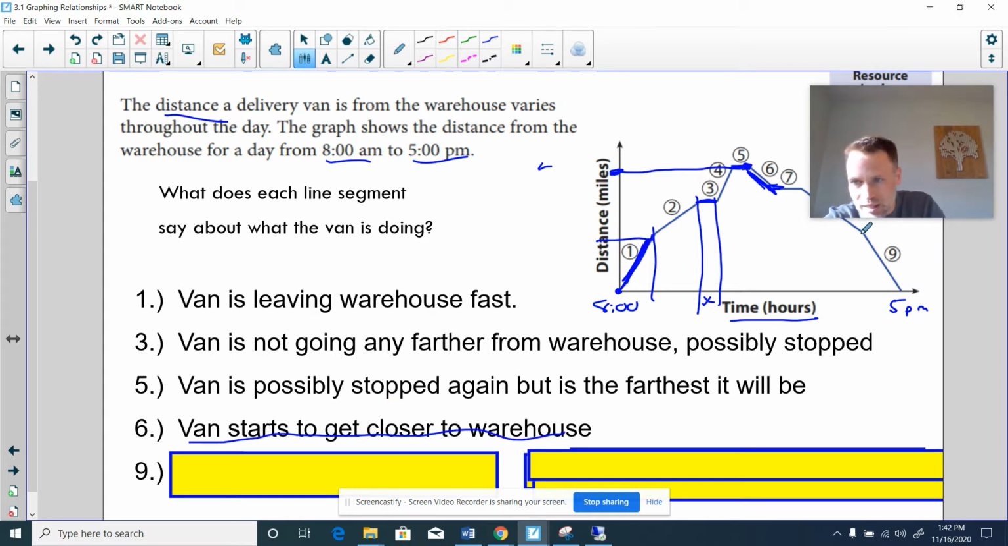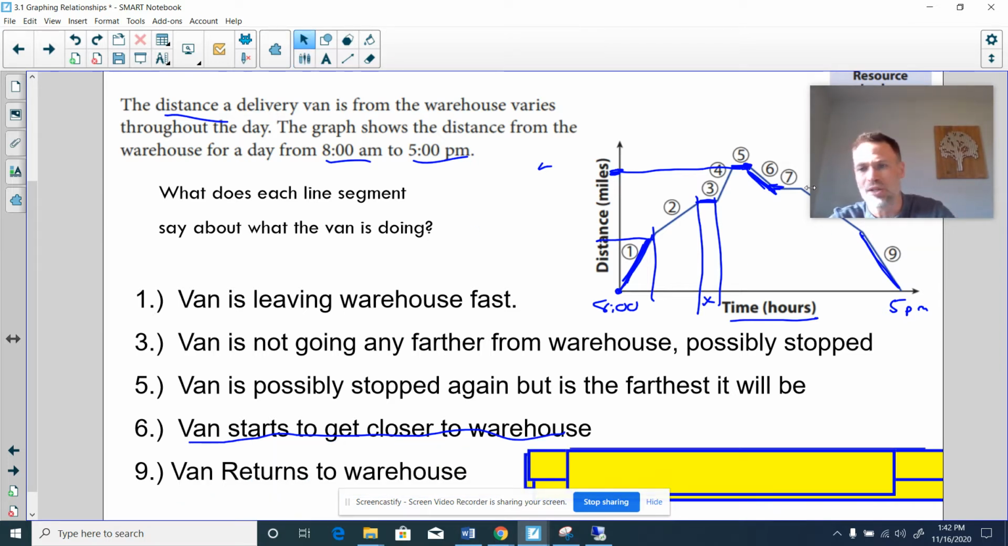Then finally, segment 9, this segment right here, is very similar to segment 1, except it's doing the opposite thing. And we could say a couple things, that it's returning to the warehouse. The van returns to the warehouse, and it's actually going very quick, right? Compared to segment 2, it's driving slow, okay? Segment 9 is very fast, like segment 1.